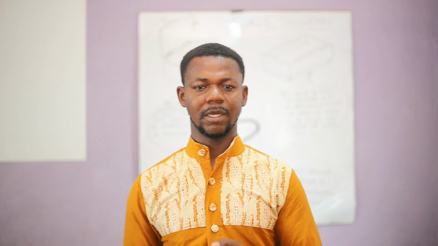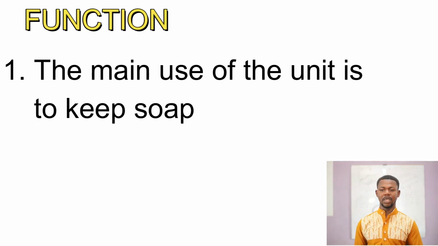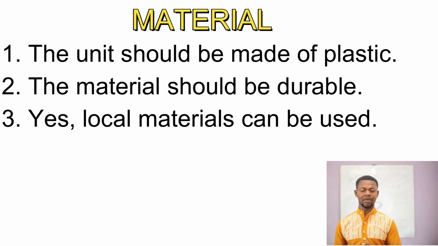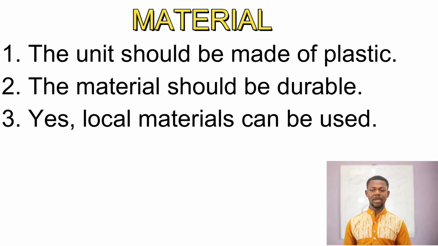Now under function. If we ask the question under the function, like what would be the purpose of the unit, after your investigation, this probably will be your answer. The main use of the unit is to keep soap. So now you have been able to state categorically what you are going to use the unit to do. And the materials, these are some of the specifications. The unit should be made of plastic.